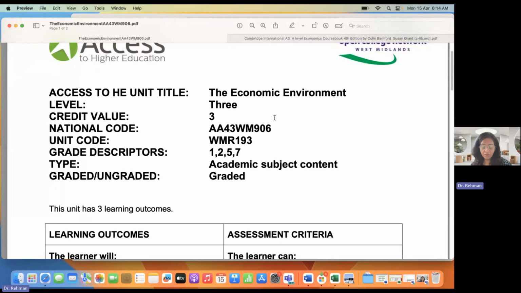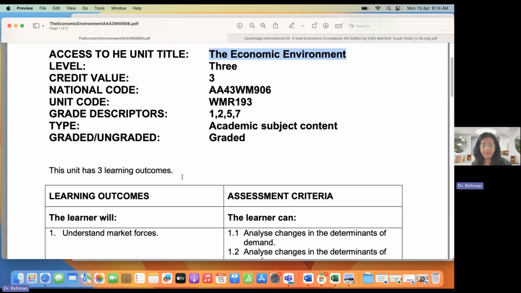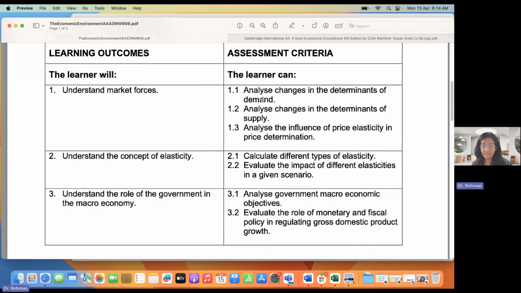As you can see on the screen, the economic environment is the title of this assignment brief. And some of the topics, as I said, would be on demand, supply, and price elasticity of demand. So this topic is going to be a little extensive. For those who are coming here for the first time in economics, this will take a little bit of time. I highly recommend you go through the PDF at least twice before you appear for your assignment.